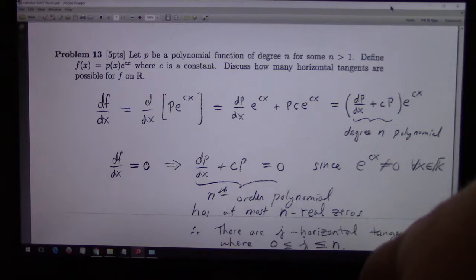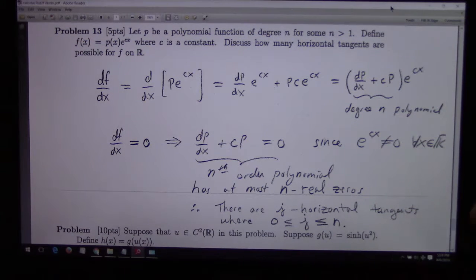Now we're getting into the more challenging part of the test. Let P be a polynomial function, degree n greater than 1. Define f of x equals P of x times e to the cx, where c is a constant. How many horizontal tangents are possible? I have not talked about horizontal tangents, which is unfortunate. A horizontal tangent is simply a tangent line which is horizontal. What's the horizontal line slope? Well, it's 0, right? So basically, to find horizontal tangents for a function, all you gotta do is look for where the derivative is 0.